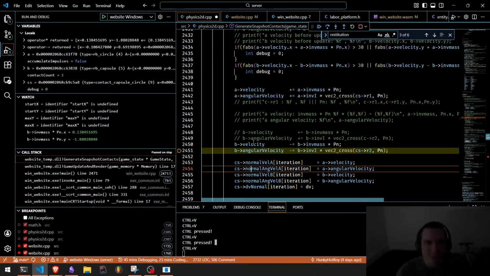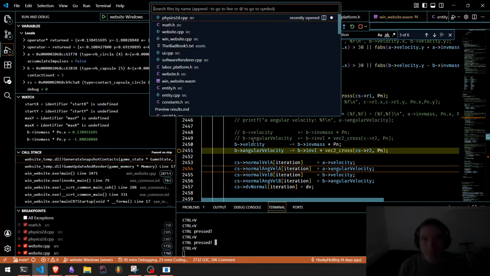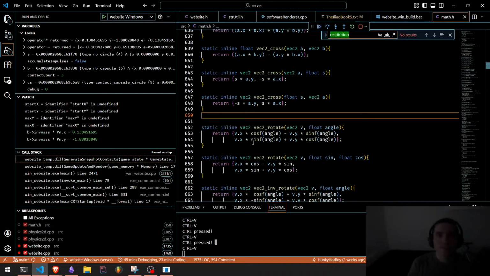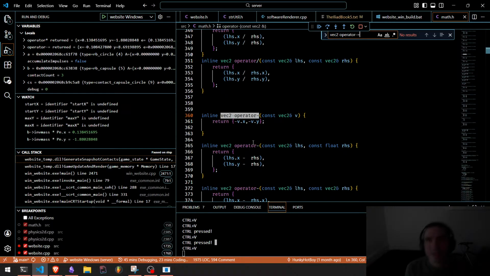I don't know why the sign of velocity is flipped. This could be a deeper bug than I was expecting for just a sign issue, because the velocity was clearly negative y and now somehow it's positive y. And that makes no sense to me. So it could be an operator issue. Vec2 operator minus equals.